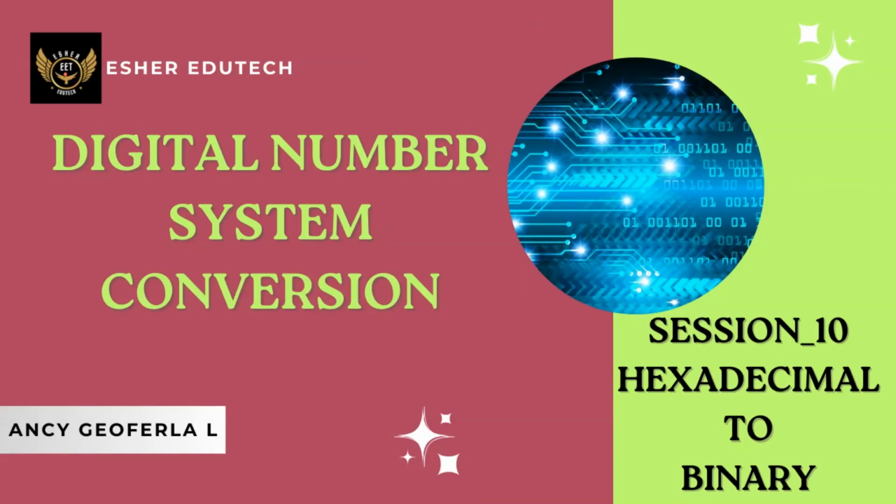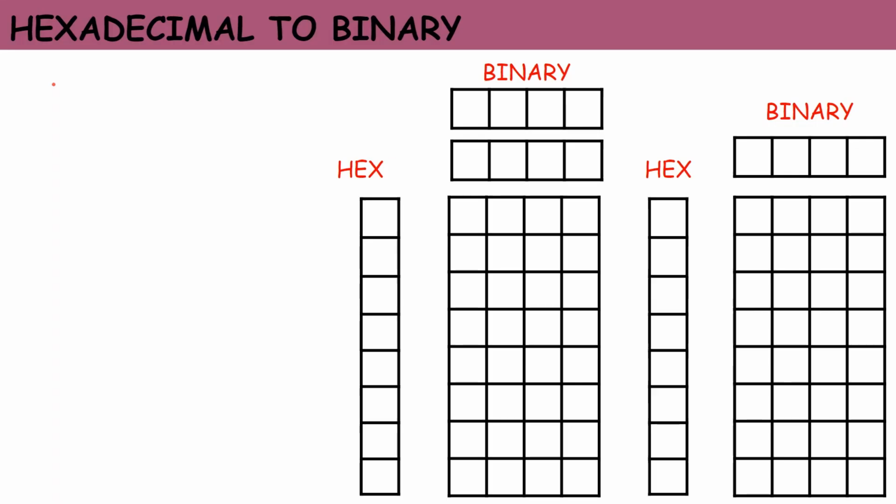In this video, we will see how to do hexadecimal to binary conversion. Consider the hexadecimal number 2A3 to the base 16. Let us see how to convert this hexadecimal number to a binary number.